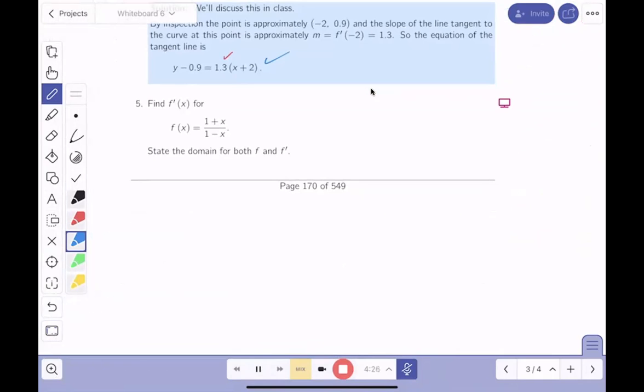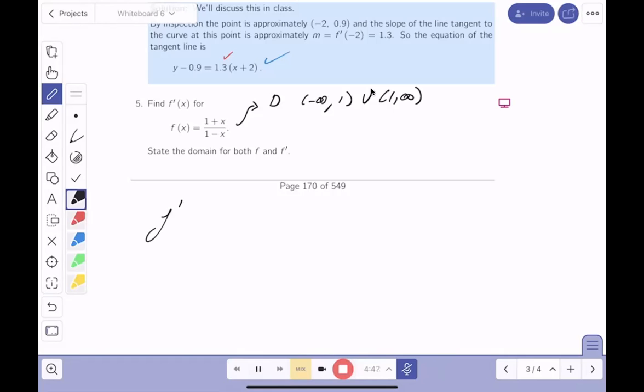Okay, let's put this down. So I'm going to put the domain down for f. The domain of this guy over here is going to be minus infinity up to 1, union 1 to infinity. All right, I'm going to do the derivative now. It's tough.